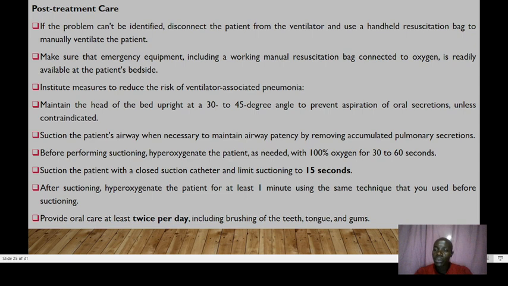Another measure that you're supposed to carry out to prevent this ventilator-associated pneumonia: you have to suction the patient's airway when necessary, to maintain airway patency by removing accumulated pulmonary secretions.